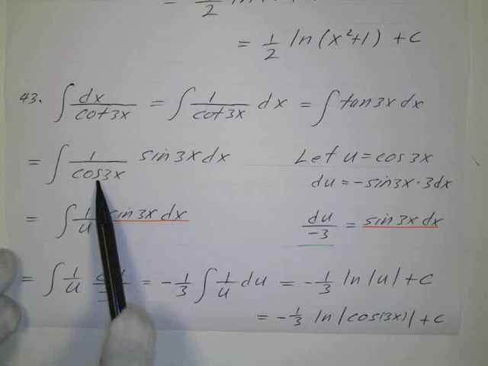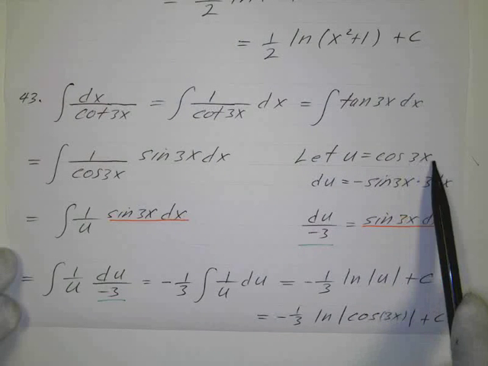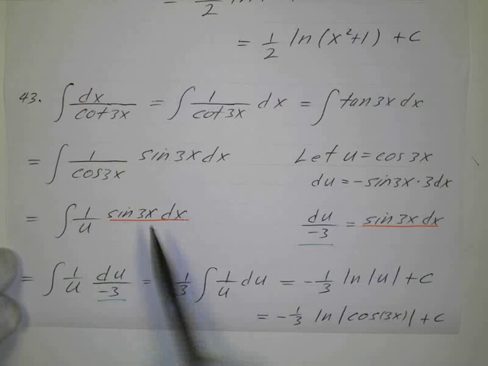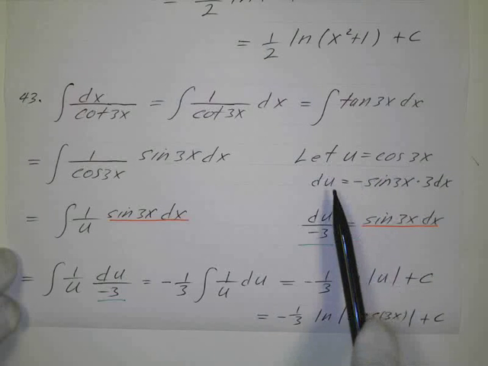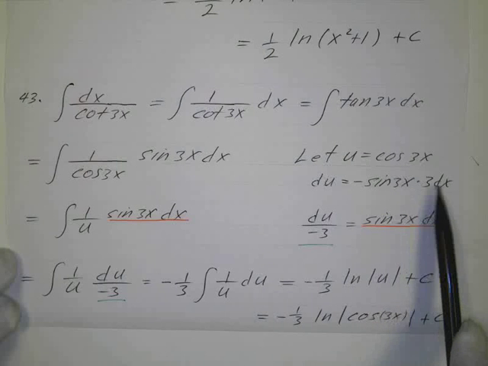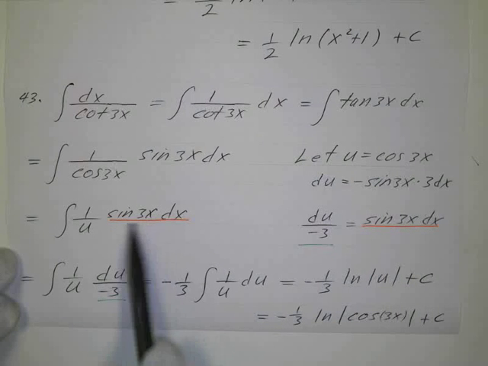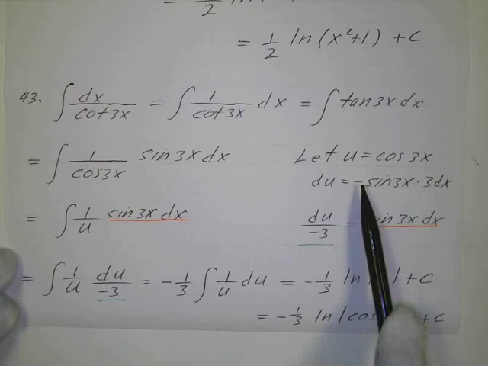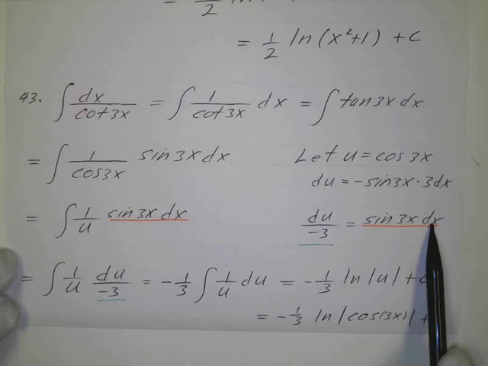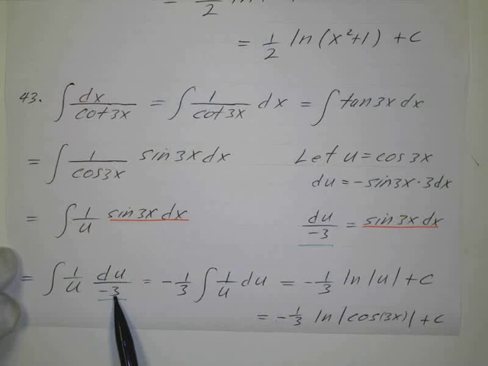All right, so this is 1 over the cosine of 3x times the sine of 3x dx. And again, I use a nice u substitution. Let u equal the cosine of 3x. So this is 1 over u times the sine of 3x dx. But I need a du, so I take the derivative of u, and that's du, and the derivative of the cosine of 3x is negative the sine of 3x times 3 dx. But I want this to match the sine of 3x dx, so I divide both sides by negative 3. So I get du over negative 3 equals the sine of 3x dx. So instead of writing sine of 3x dx, I write du over negative 3.